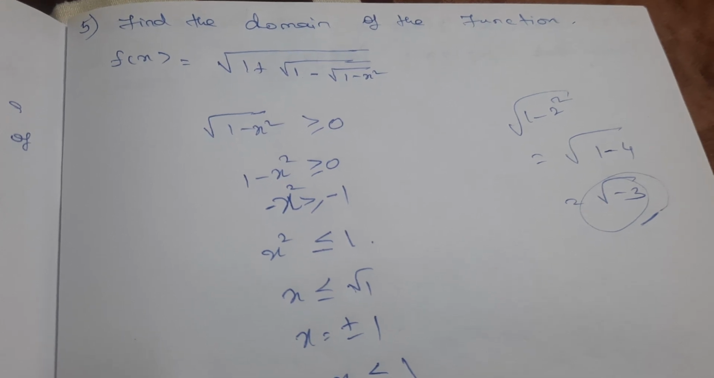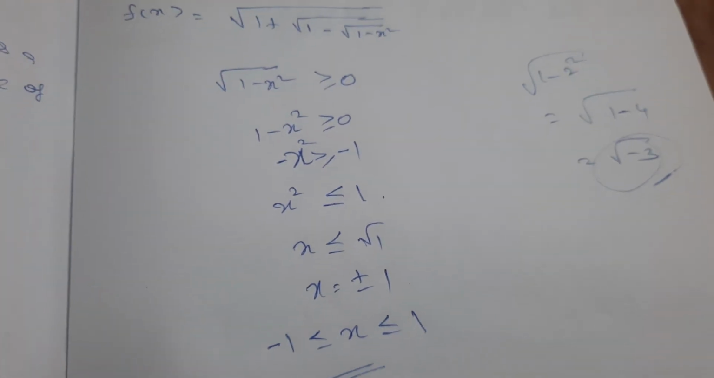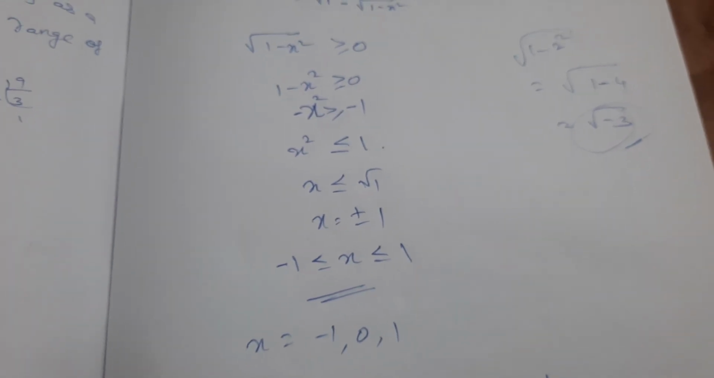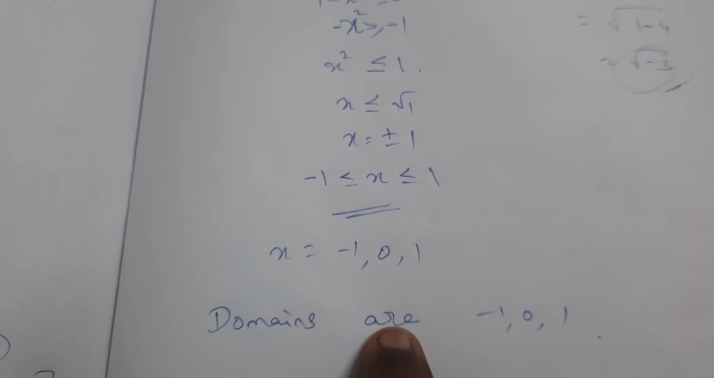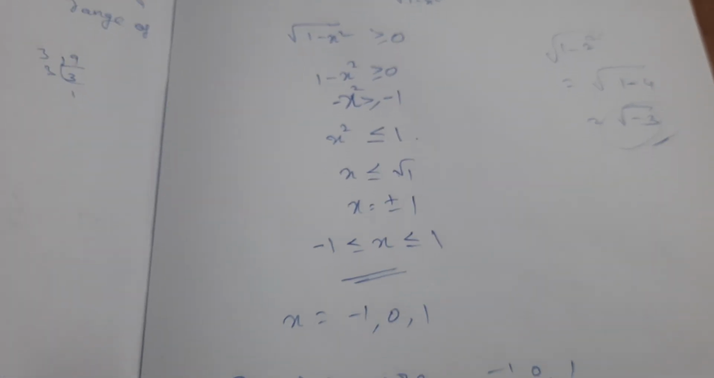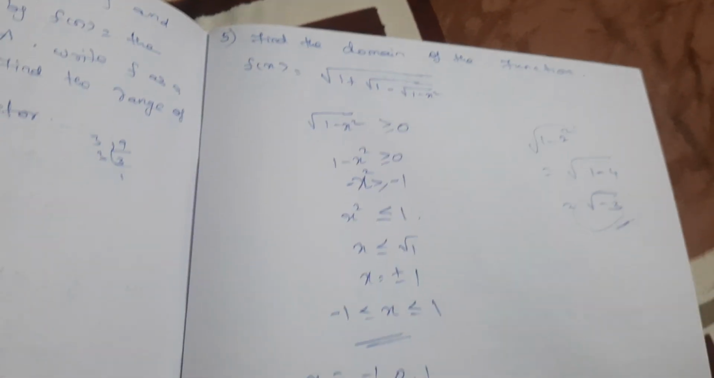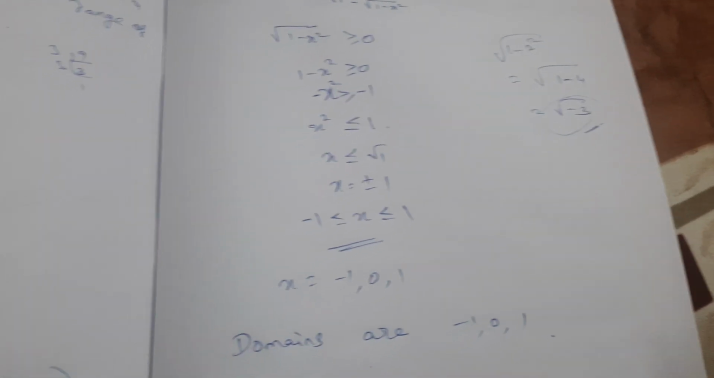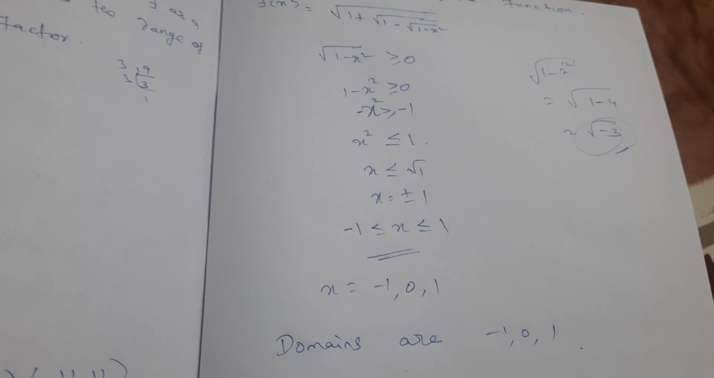So x is less than or equal to root 1. So x equals plus or minus 1. So we write minus 1 less than or equal to x less than or equal to 1. Okay, so the elements are minus 1, 0, 1. These are the domain. Because if you substitute minus 1, 0, 1, then we get f of x equal to a positive value. If you substitute other numbers, such as 2 or minus 2, for x, then the value is negative.